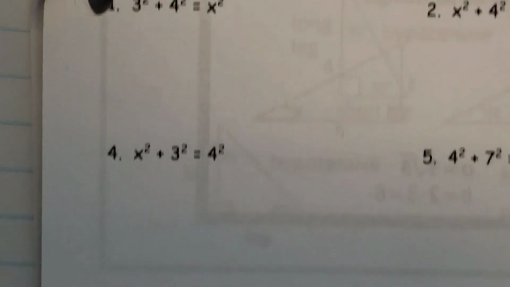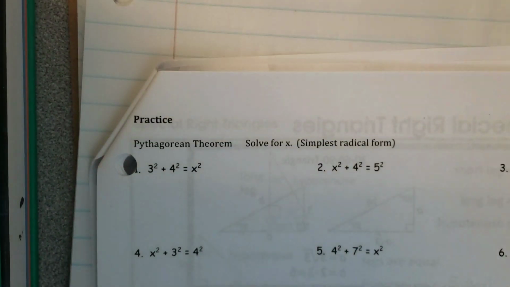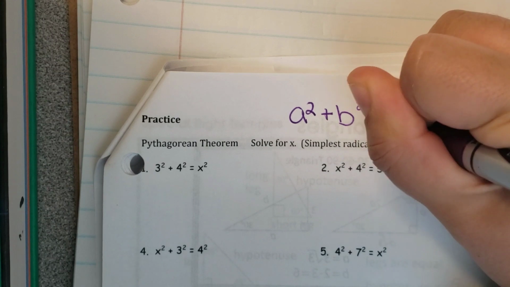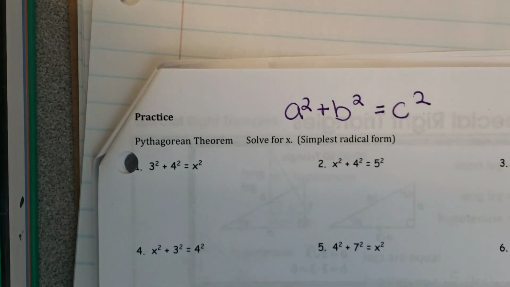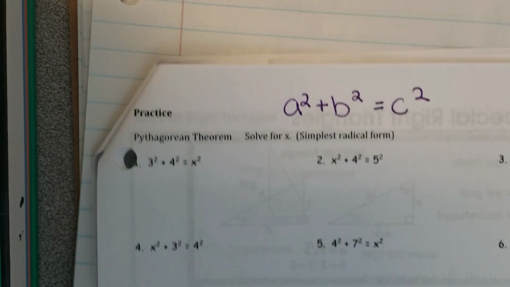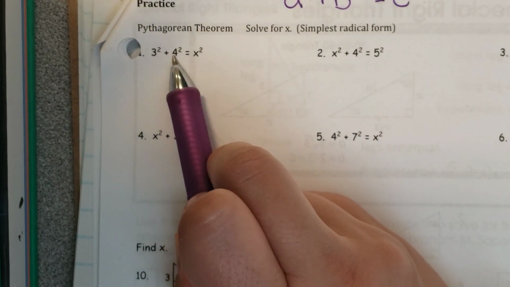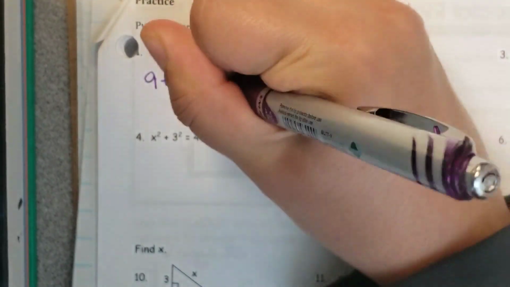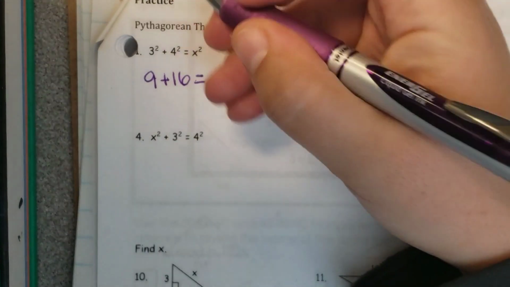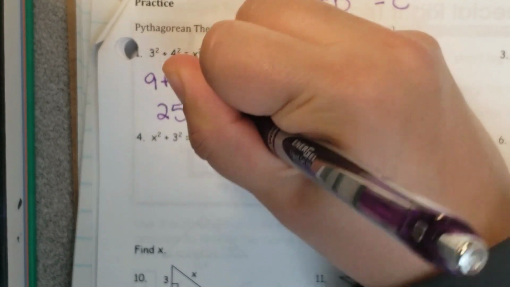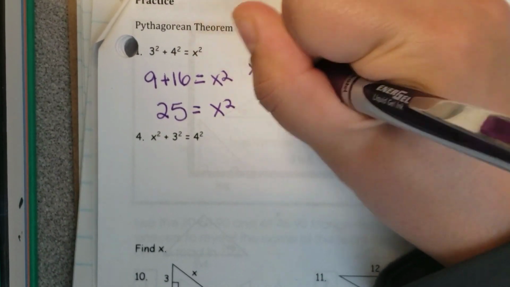All right, the next thing y'all are taking a look at is the Pythagorean theorem. And the Pythagorean theorem is a squared plus b squared equals c squared. So all of these examples below are in this format. So I'm just going to go over 1 or 2 of these with you. So this first one says 3 squared plus 4 squared equals x squared. So 3 squared is 9 plus 16 equals x squared. So 9 and 16 is 25, is x squared, so x equals 5.